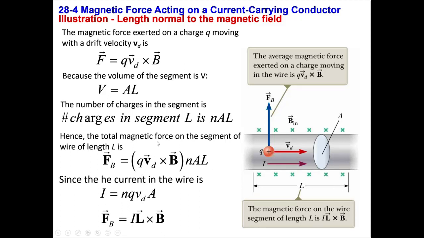So you can see this is a very simple derivation of the force on a current in a wire. The force on a wire conducting a current is given by the current I times the length vector L crossed with the magnetic field vector B.